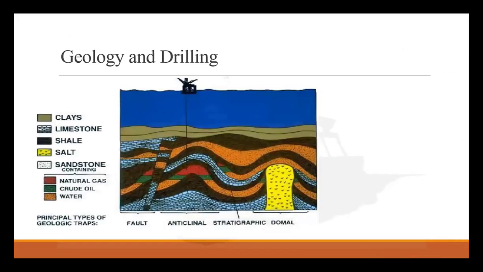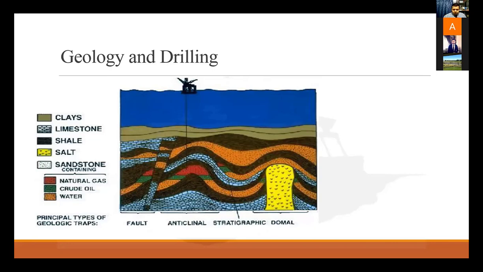As we can see here in this schematic, we have several hydrocarbon accumulations trapped in different ways: fault, anticline, stratigraphic, or because of the presence of salt domes. In order, we can see the drilling rig also. In order to reach our reservoir, we have to go through a lot of different layers. We have to drill to get there.